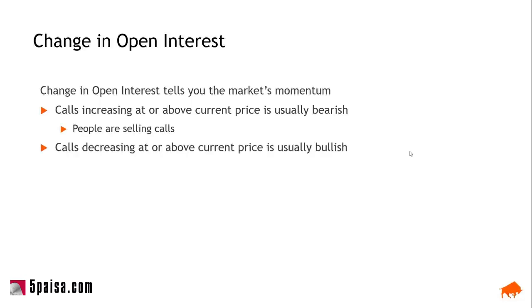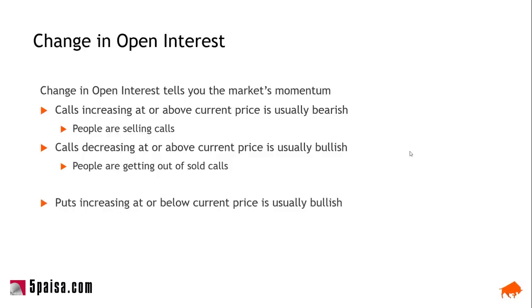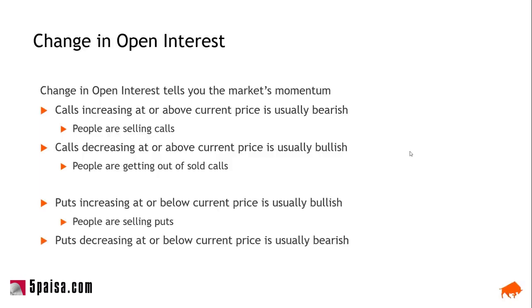And if calls are decreasing at or above current price, it just means that somebody who has sold the calls are now getting out of that calls, right? It means that market is likely to go up, so people are just getting out of their sold call positions, which will make a loss if market goes up. If puts are increasing at or below a current price, it is usually bullish because people are selling puts. They are comfortable and confident selling puts. And puts are decreasing at or below current price, it is usually bearish. Why? Because people are getting out of sold puts. They are saying, boss, I don't want to be in this thing, I think I'll lose money if market goes down.